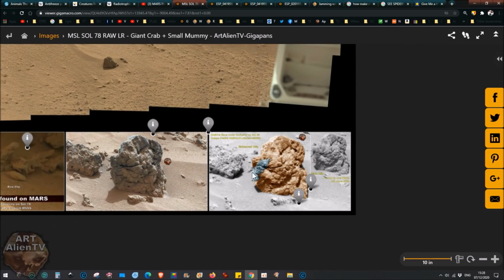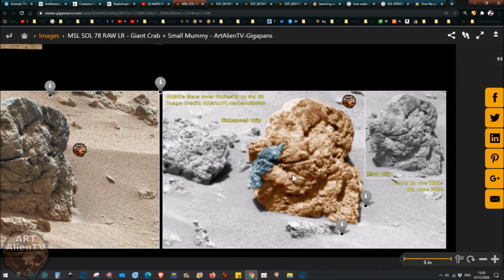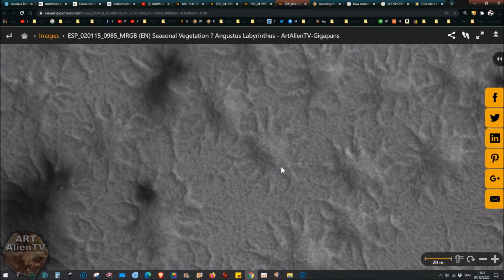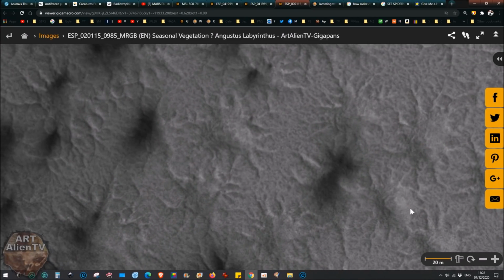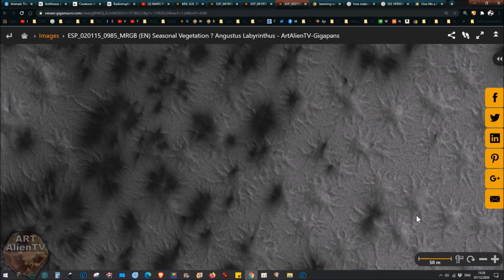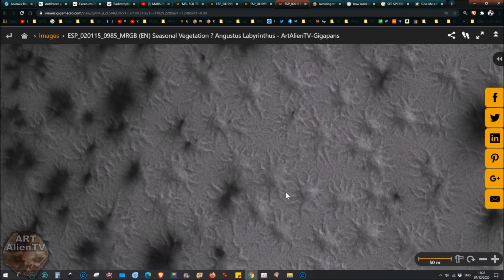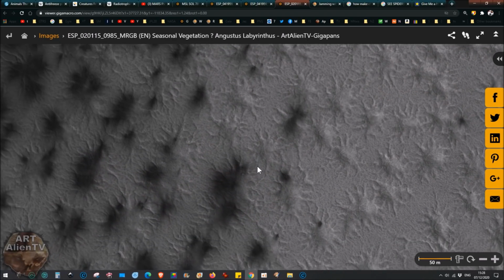And I've shown lots of these things before. That there are crabs or fossilized crabs on the surface. Multiple remains of humanoids and wreckage all over the place. Architecture everywhere. But we also have, seen from space, what look like giant spiders. Now these are, like I said, about 50, 60 meters across on average, right? And they're leaving these dark stains.